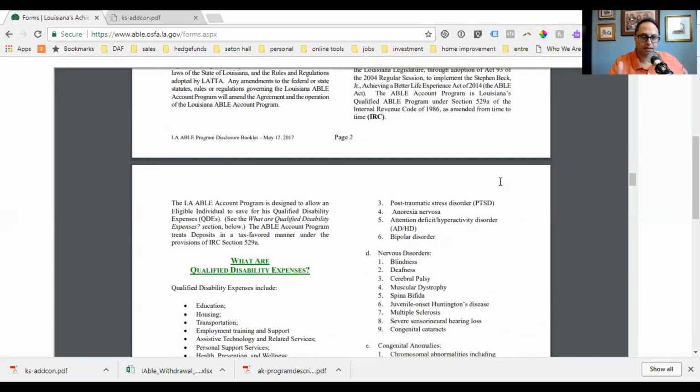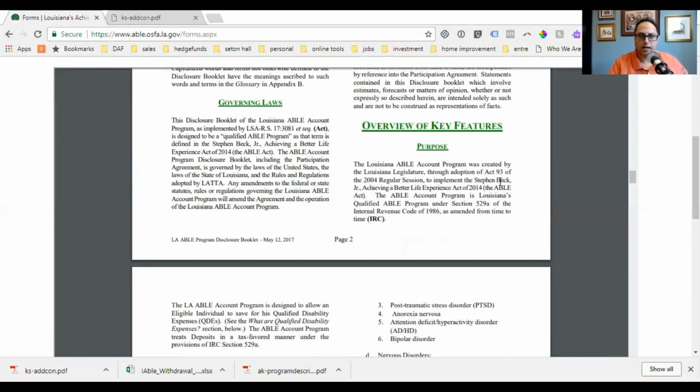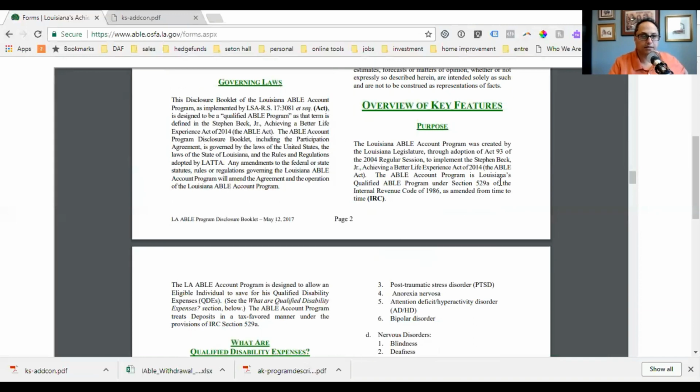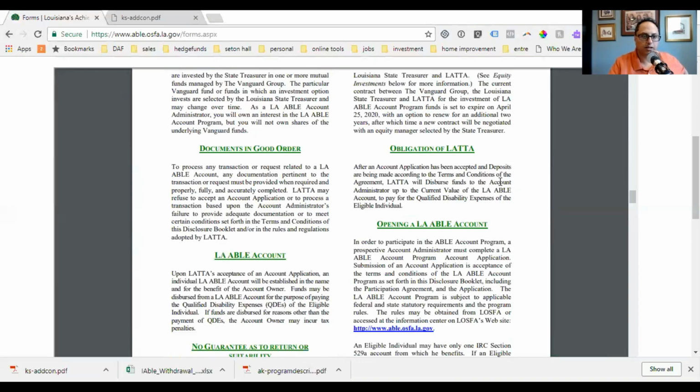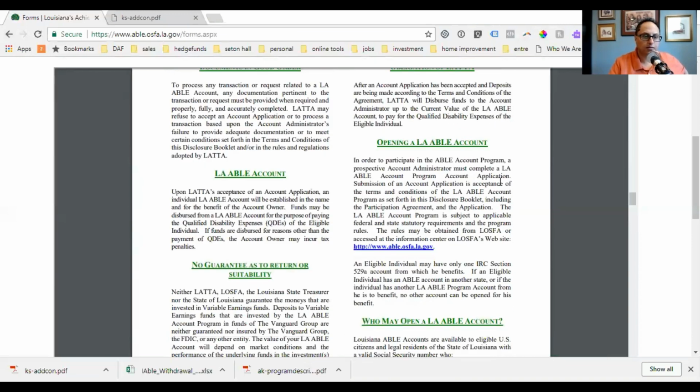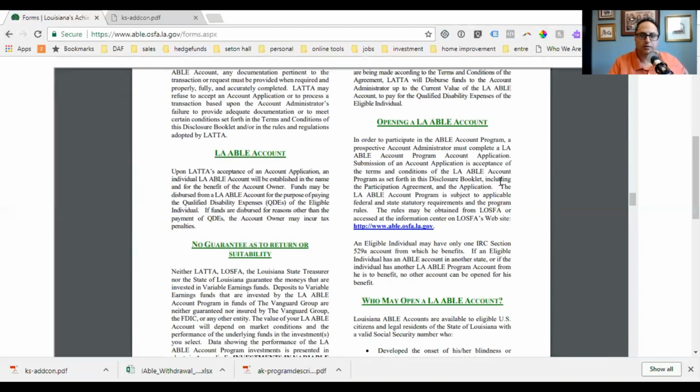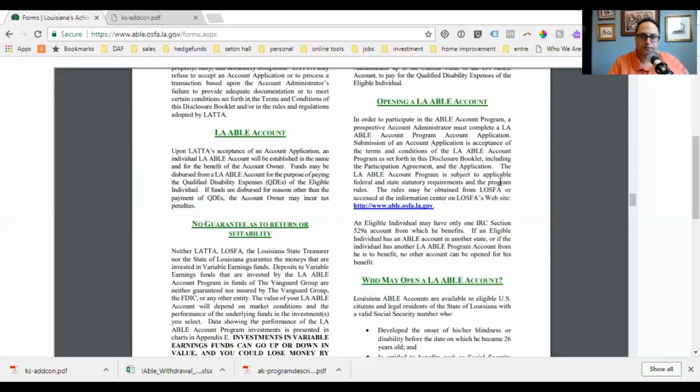It could be that I missed it, and it could be it was here. I just didn't see it. Okay, I still haven't seen it, but again, it may be my own personal issue. Deposits and investments, obligations. A prospective account administrator must complete an LA ABLE account program account application. So we're going to look at the application.